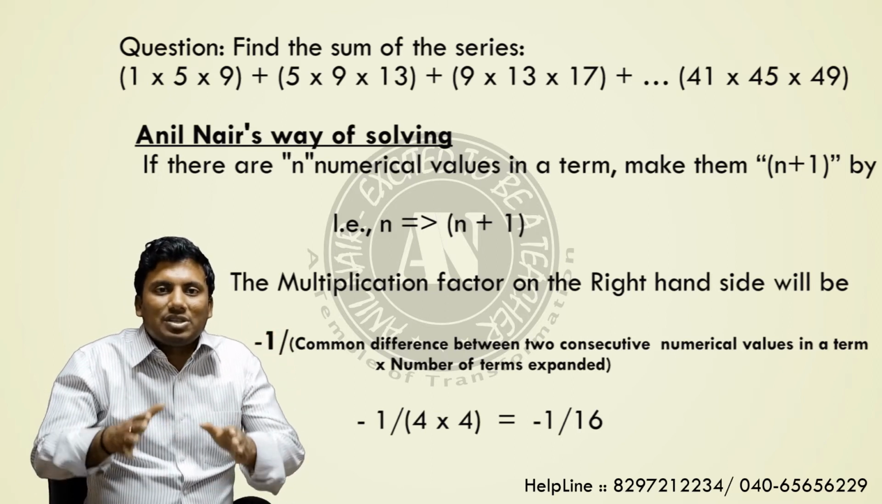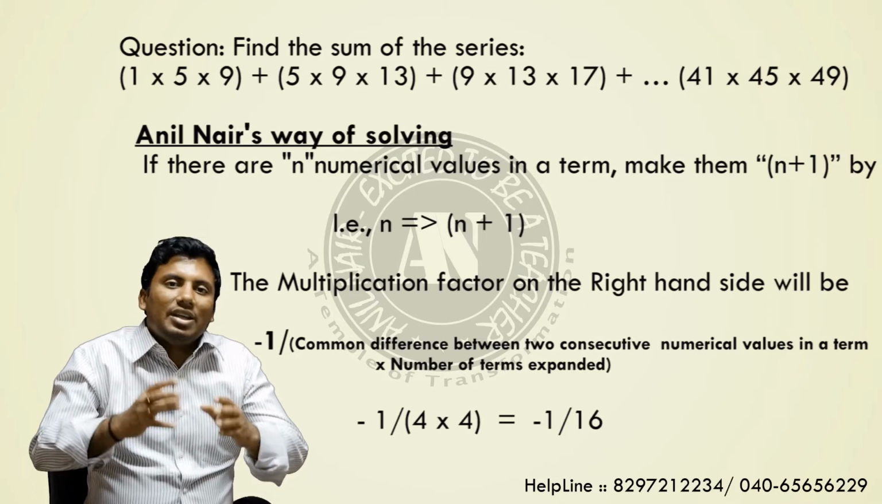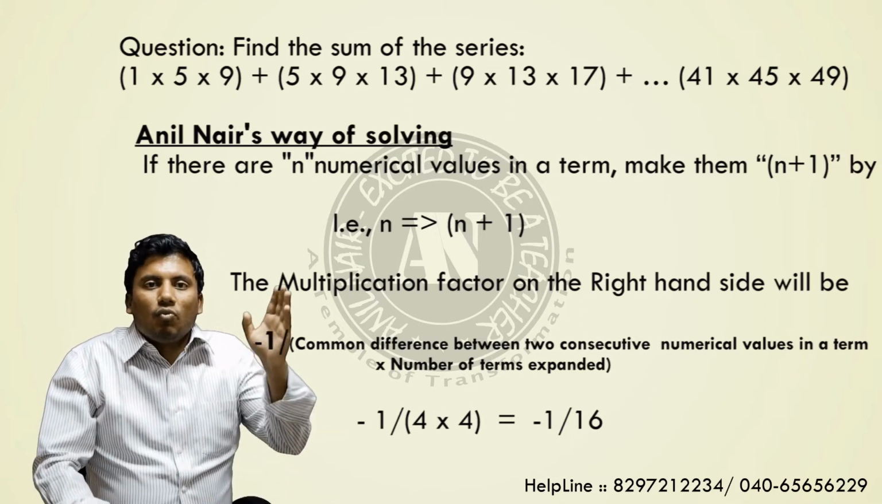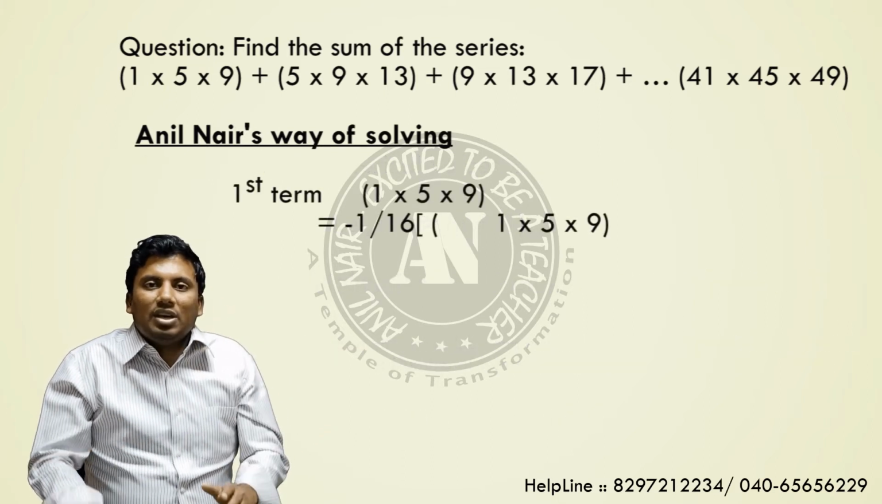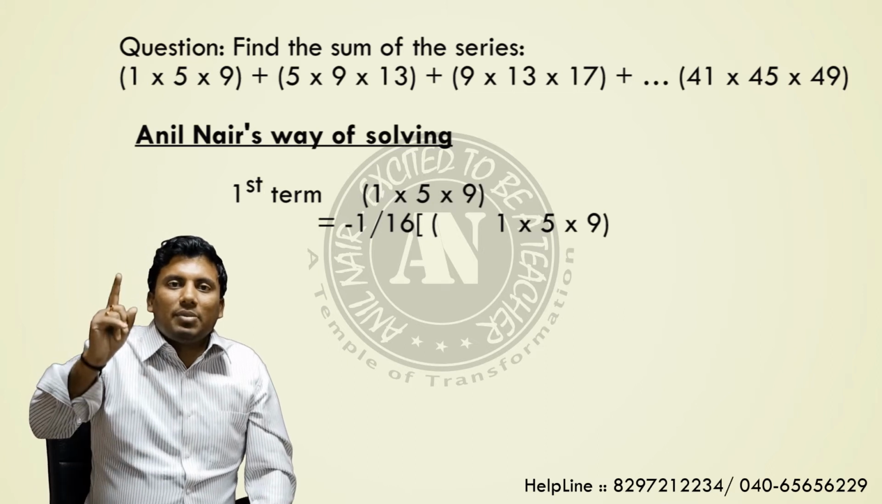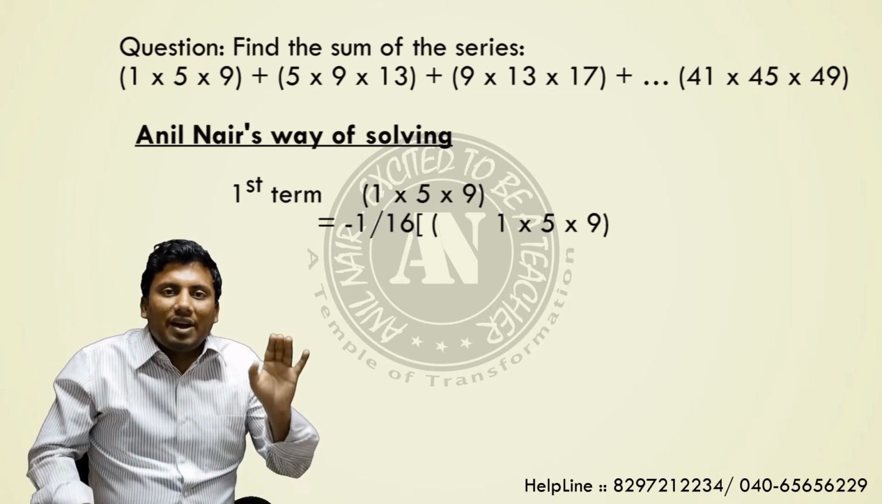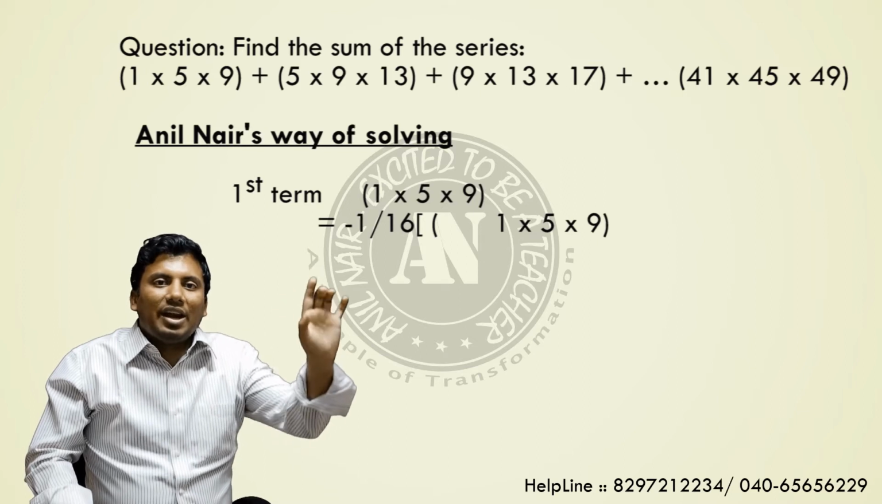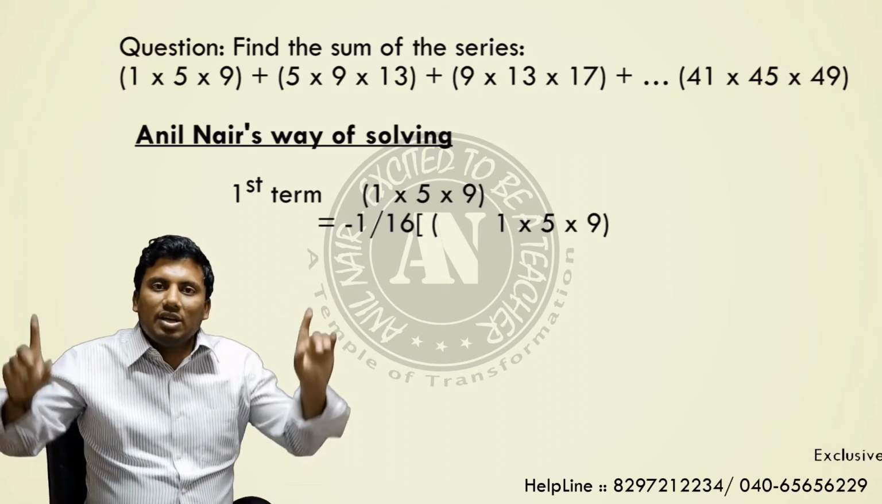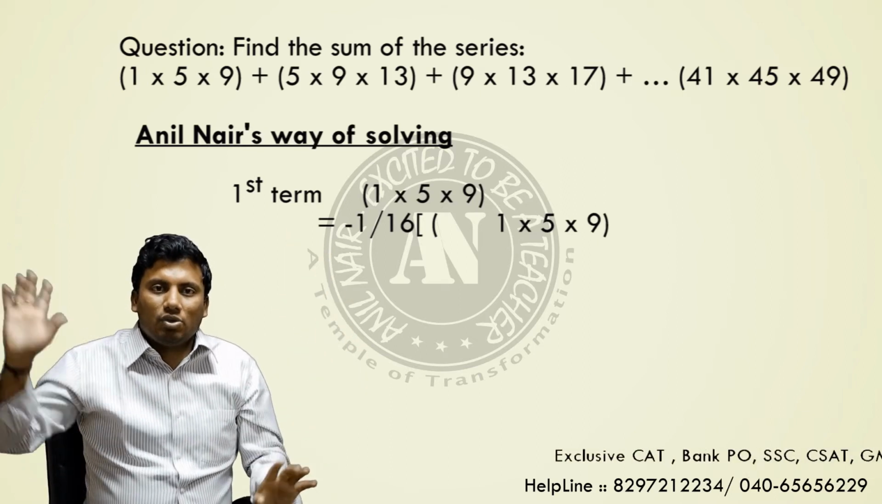Right? Now, first we will solve it step by step. Then we will tell the answer orally. 1 into 5 into 9 in the right hand side. Step number 1. The multiplication factor will be 1 by 16. Write down 1 by 16 outside. Bracket open, bracket close.